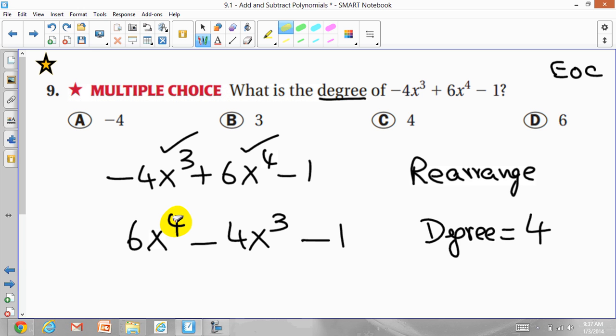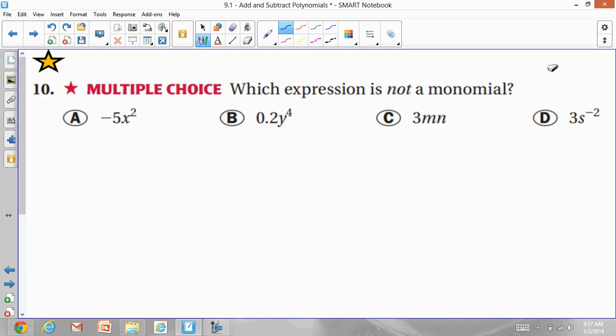The highest exponent is 4, and that is my degree. So the answer in this case is C. Copy this question. This is also an EOC kind of a question. They're asking which expression is not a monomial.